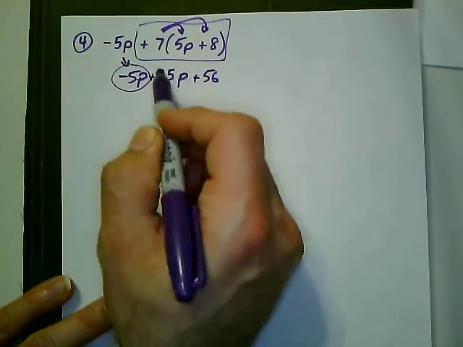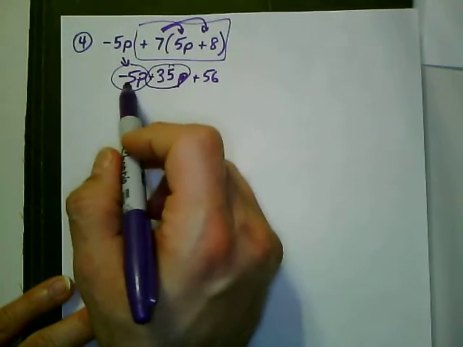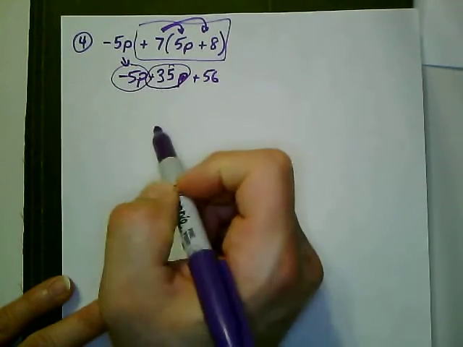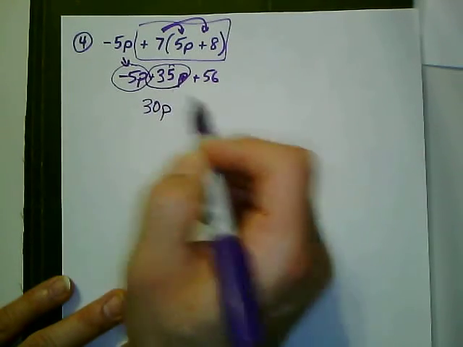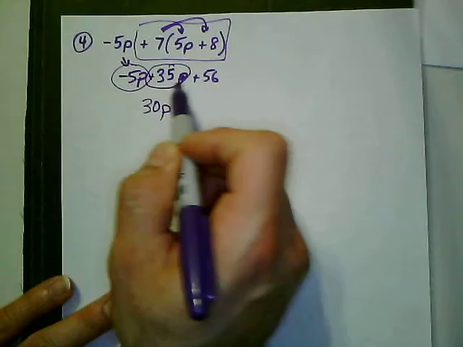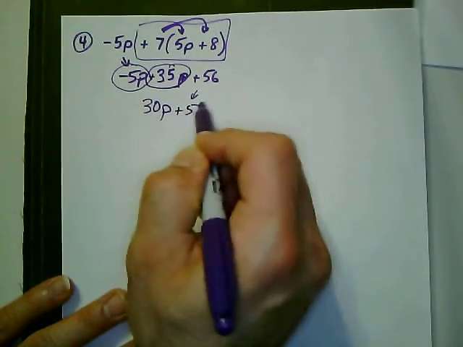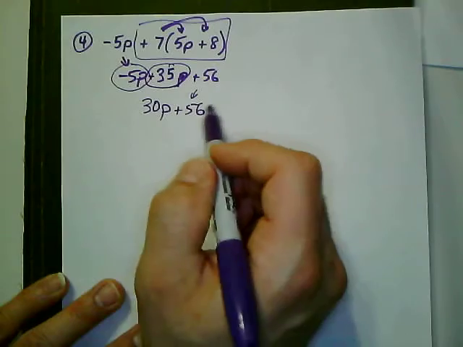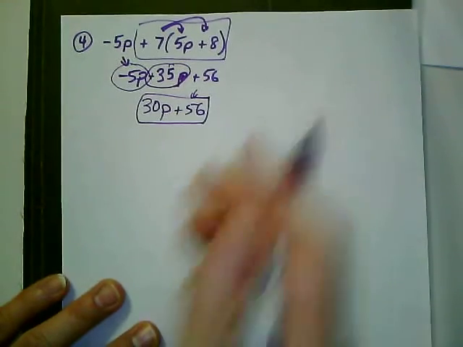Well, this has a p, that has a p, so we're going to add those together. So negative 5 plus 35 is 30p. We're not going to add the p's together because we're adding here. Only when we multiply do we add p's together. And bring down the plus 56. So that is our answer, 30p plus 56 for this expression. Remember, no equal sign, so we can't do what happens on one side happens on the other.